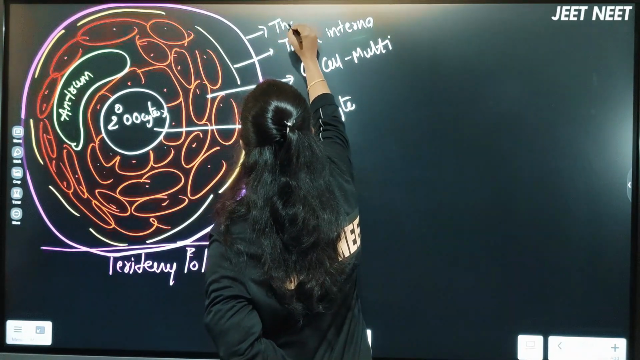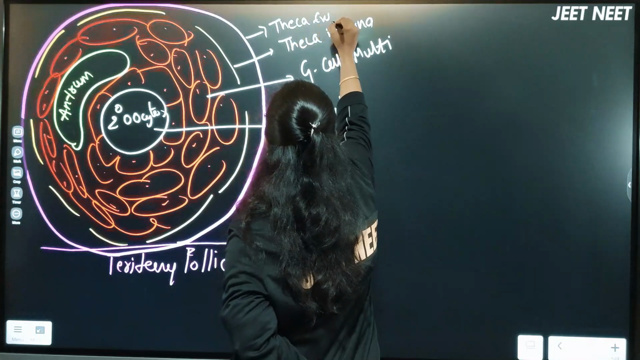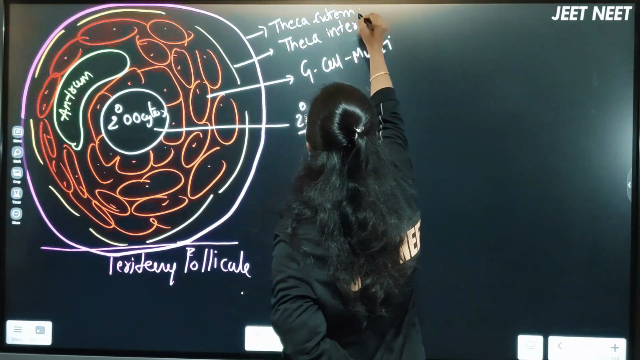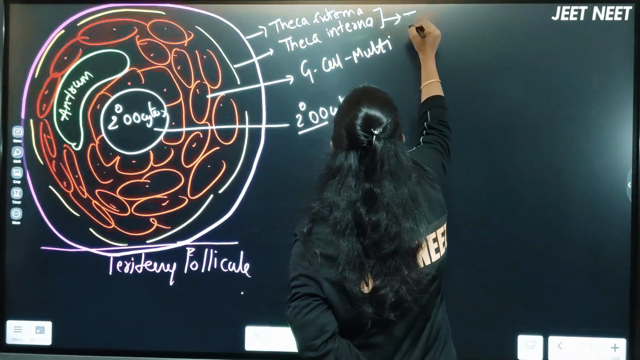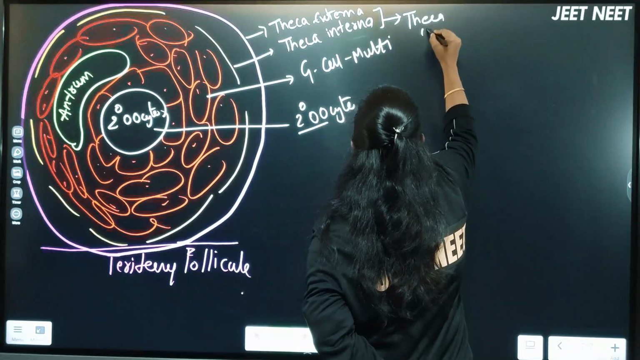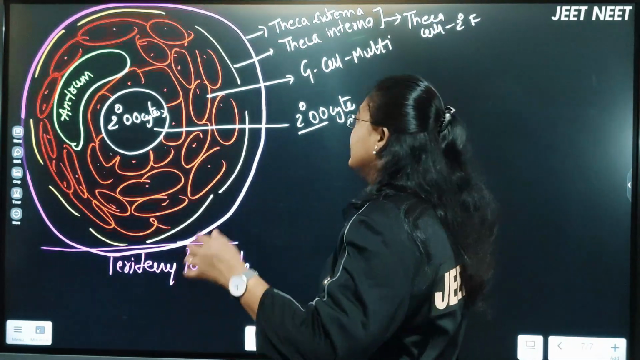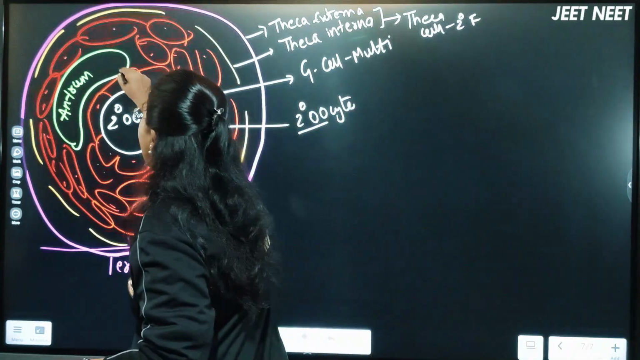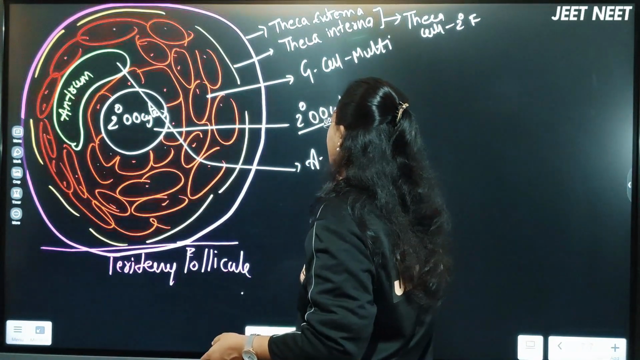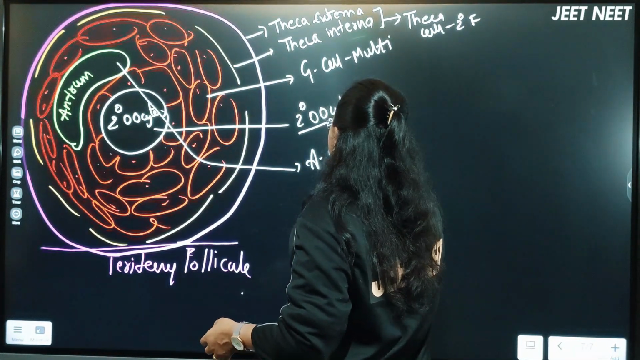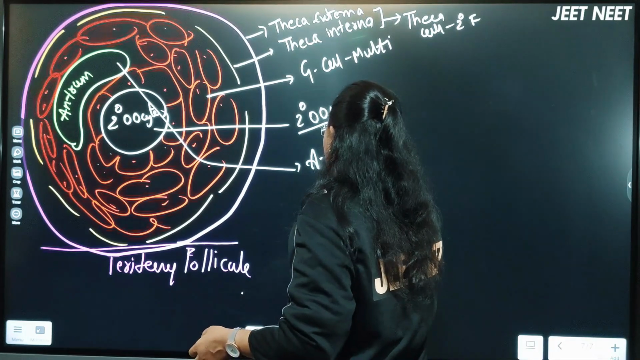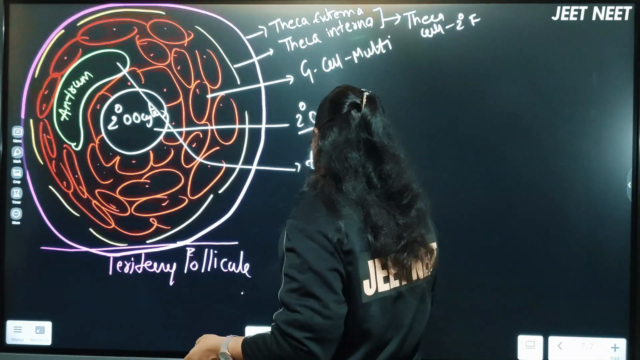Theca externa and theca interna are divided by which cells here now? Theca cells of which follicle? The secondary follicle, having the granulosa, and what is there here now? The antrum, right? The antrum cavity is present. It is filled with the liquor fluid, we can say.